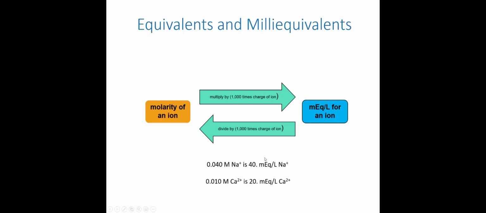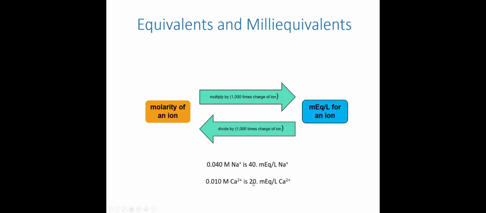If we wanted to go the other way, so if I wanted to go from 40 milliequivalents per liter to molarity, I just divide by 1,000 times 1. So 40 divided by 1,000 would be 0.040.